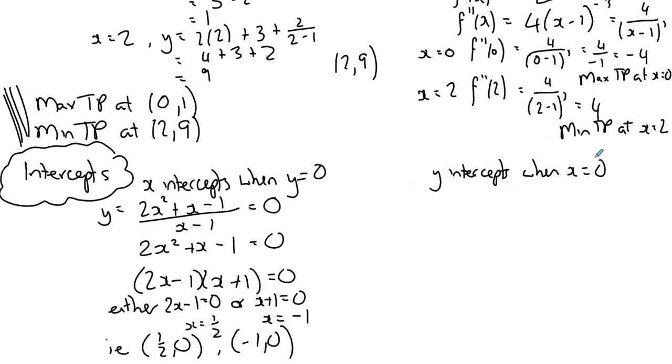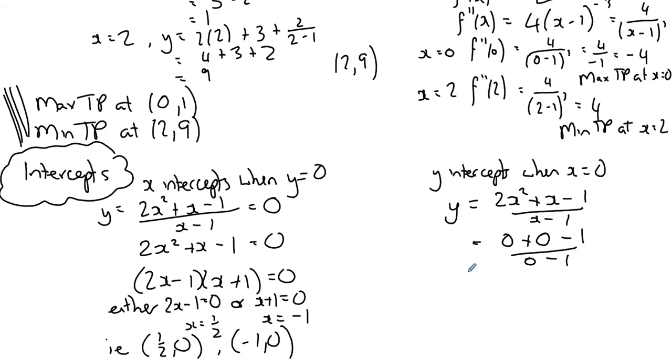And our y-intercept when x equals 0, that's a wee bit easier to work out. We can use the same one, y equals 2x squared plus x minus 1 over x minus 1. When x is 0, we've got 0 plus 0 minus 1 over 0 minus 1. So you get -1 over -1, which is +1, i.e. we've got an intercept point at (0, 1).